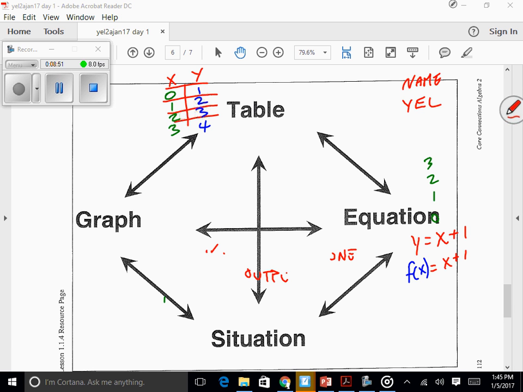Let's see here. 0 to 1, 1 to 2, 2 to 3, 3 to 4. Well, clearly in the pattern, they're always adding 1. To turn that 0 into a 1, they add 1. To turn that 1 into a 2, they seem to add 1. To turn that 2 into 3, they seem to add 1.